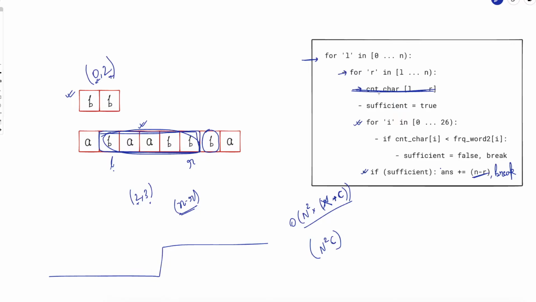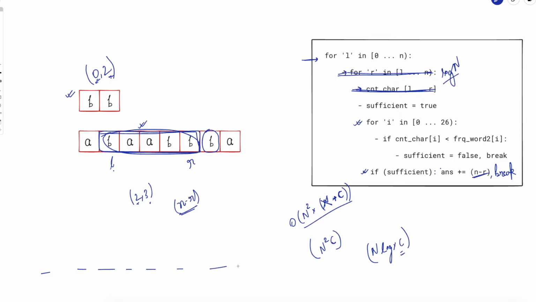And if you do that, this linear search would be replaced with a binary search, and this entire thing would be replaced with a log n factor here. So overall complexity would simply be order n log n multiplied by c. Now, why c is something I would encourage you to pause and try to think by yourself. But the main idea is, instead of doing a linear search for r, we will do a binary search for r, right?